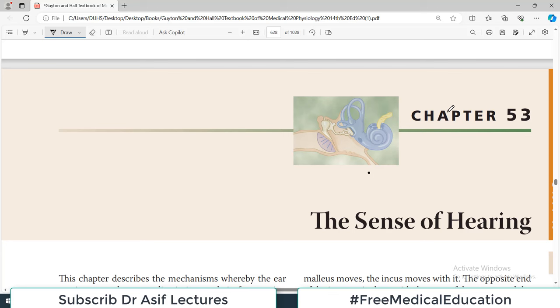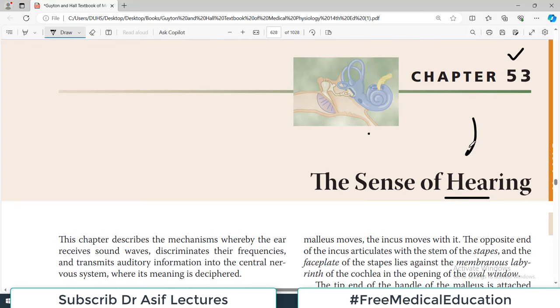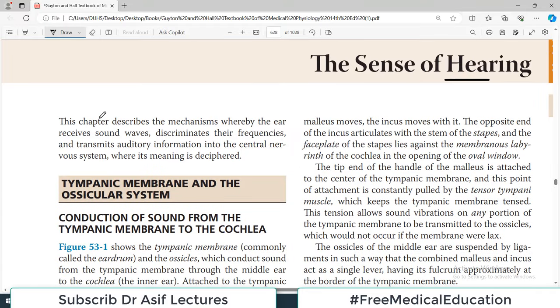We are discussing special senses, chapter number 53 of Guyton, which is about the sense of hearing, that is, how you hear. This chapter describes mechanisms whereby the ear receives the sound waves, discriminates their frequency, and transmits auditory information to the central nervous system where its meaning is deciphered.